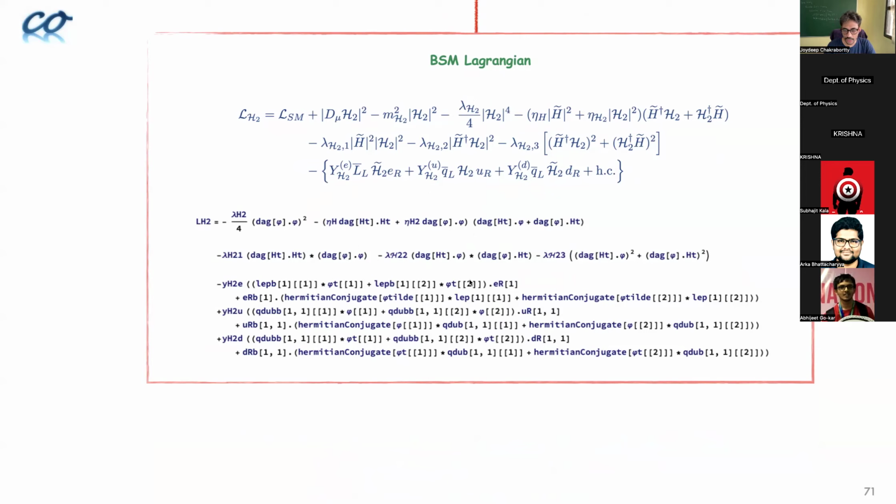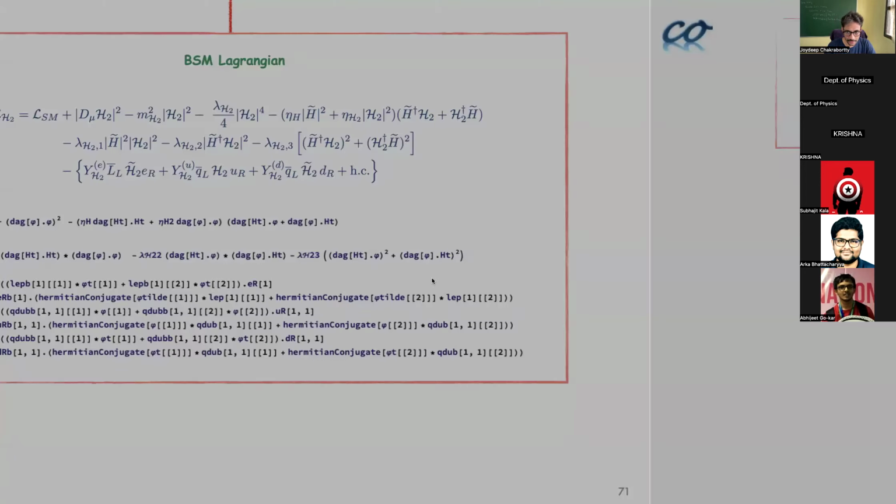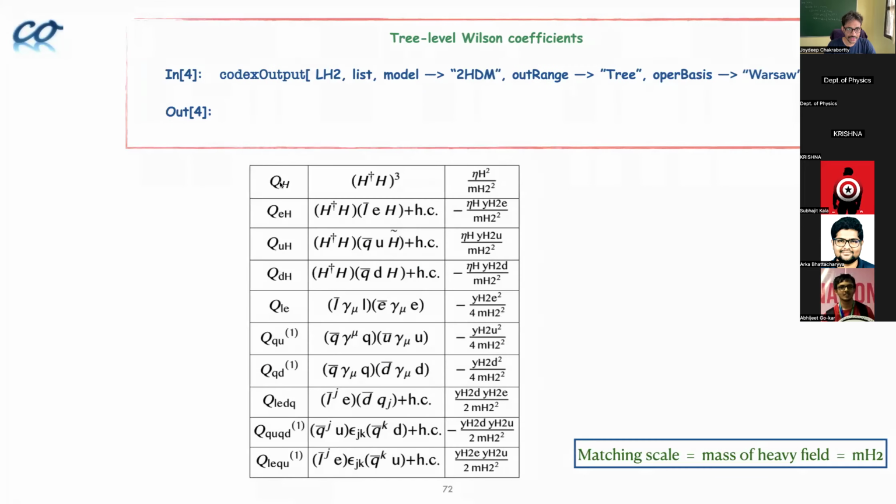So this is the input Lagrangian you are providing. Once you provide that, you can ask for the output. For example, you can ask for only the tree-level operators. Not only that, as I told you, like in vector space you have a different choice of basis, here also for the operators you have different choices of basis.